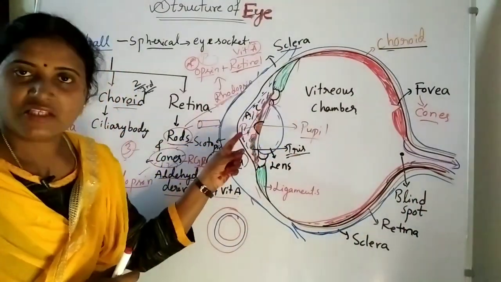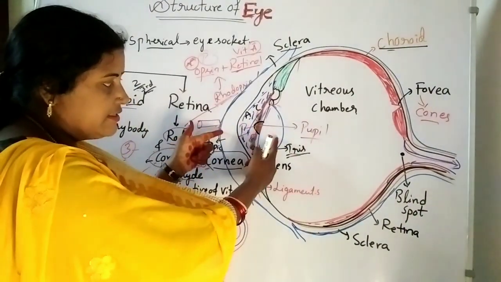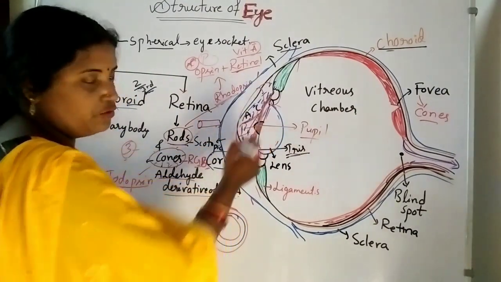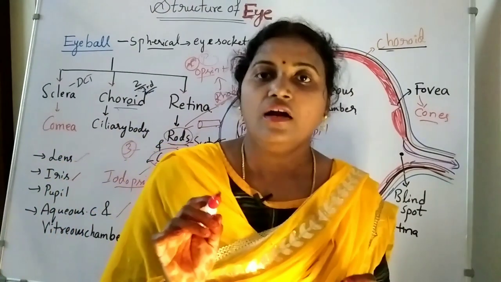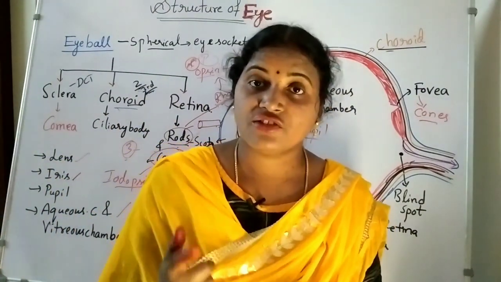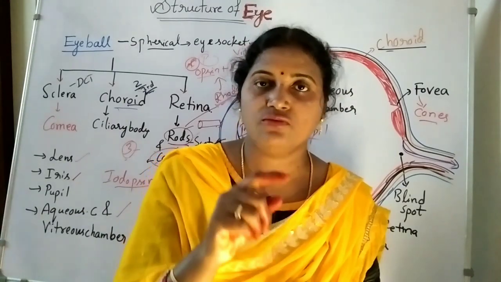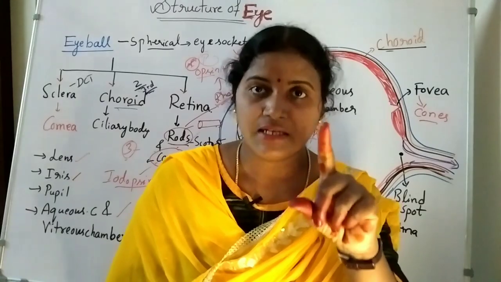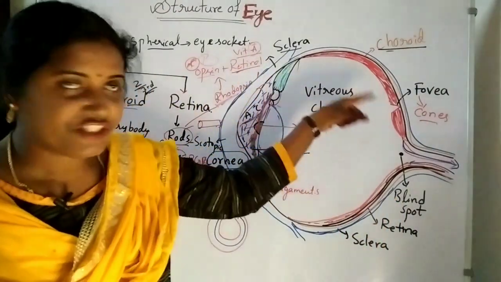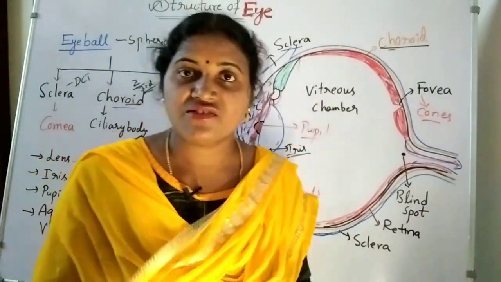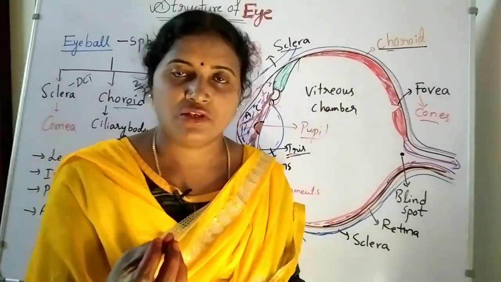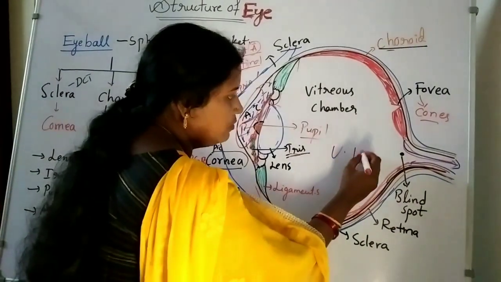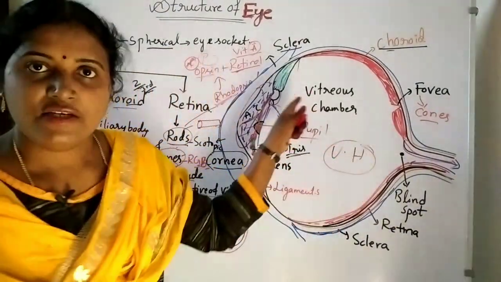The aqueous chamber is present between the cornea and the lens. This entire portion is the aqueous chamber, which is filled with tears. Tears are secretions of the lacrimal glands. Note down which glands release the tears: lacrimal glands. After that, the vitreous chamber contains a jelly substance known as vitreous humor. So vitreous humor is present in the vitreous chamber.